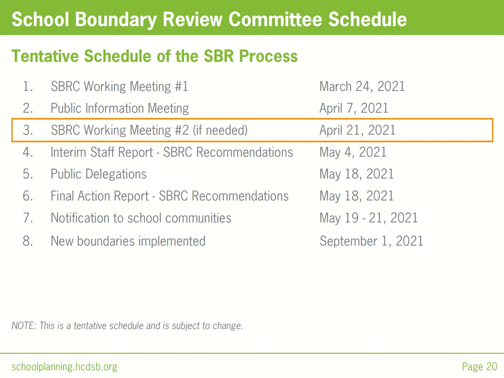There will be an opportunity for public delegations on May 18th, 2021. And at that same board meeting will be the final action report with the school boundary review recommendations. Notification to school communities will be May 19th to May 21st, 2021, and the new boundaries would be implemented as mentioned for September 2021. And again, just to note, this is a tentative schedule and it is subject to change.